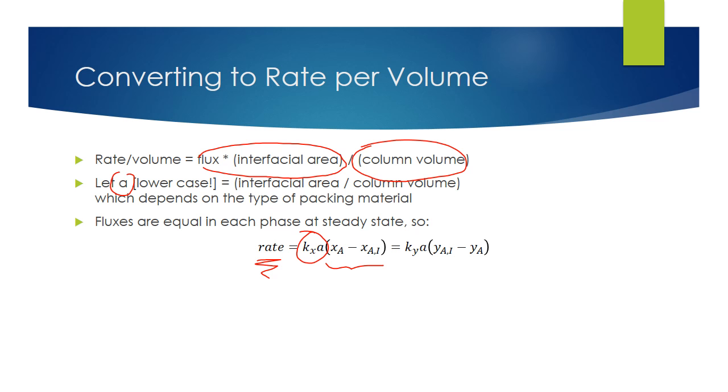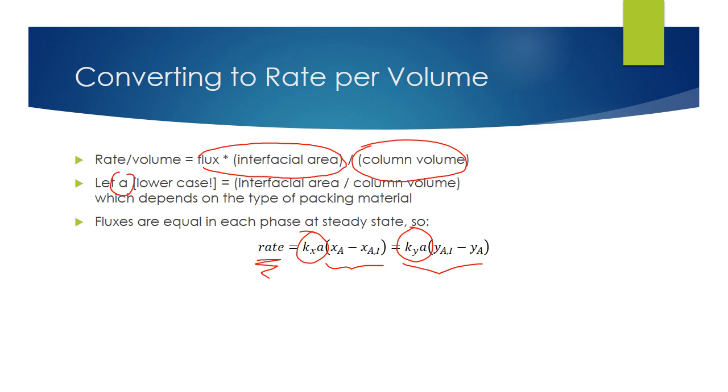And we do a similar thing for the gas phase. We multiply by lowercase a. So what you're going to find is that the mass transfer coefficients are frequently written as a product of a flux type of mass transfer coefficient and A. So don't get confused by that, but you'll always see the A going along with the mass transfer coefficient.